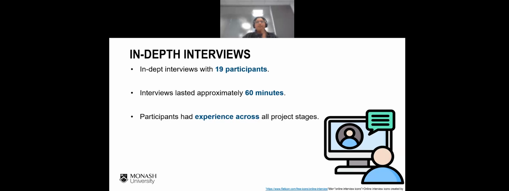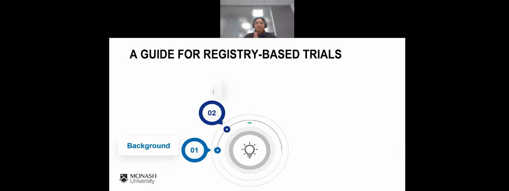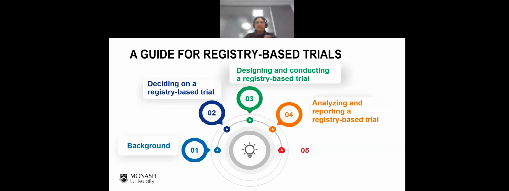So this comprehensive involvement ensured that we gathered insights from individuals who were deeply familiar with every aspect of conducting a registry-based trial. So these were the different activities that we did leading up to the guide. And so the guide for registry-based trials consisted of 5 main parts that are listed here. So these 5 modules that form the guide are intended to support researchers aspiring to conduct registry-based trials by outlining aspects to consider and maybe questions to ask.